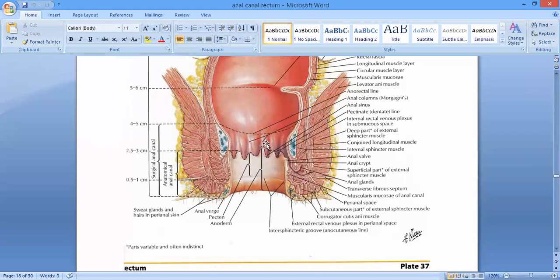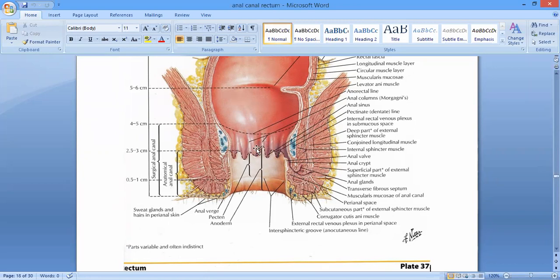Okay. Now, this part, the upper half of the anal canal, is endodermal in origin. Okay? So it receives its nerve supply from the autonomic hypogastric plexuses, right? And this part of the anal canal is sensitive to stretch, right? The blood supply of this part is derived from the superior rectal artery.